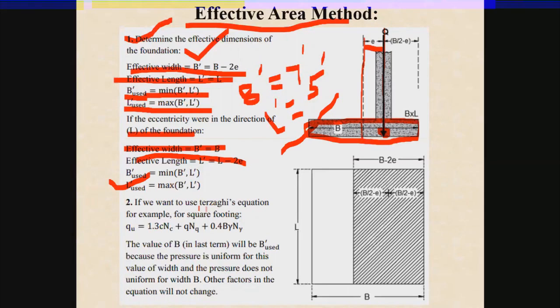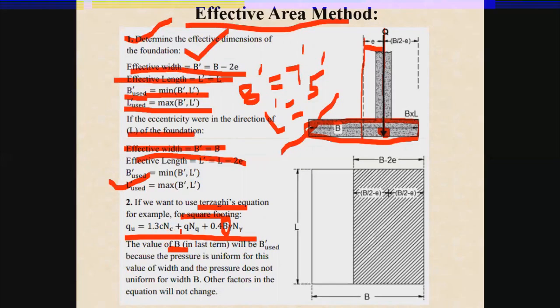Now, if you use Terzaghi analysis, the equation for the square footing is Qu equal to 1.3 c Nc plus q Nq plus 0.4 B gamma N gamma. In this particular equation, the third term of the bearing capacity equation involves B. So in the third term, you will use the effective dimension for B.